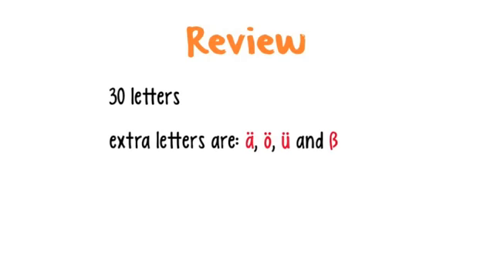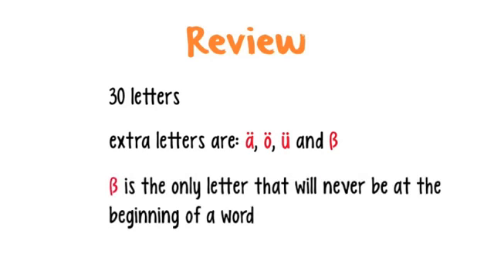Now let's review what you just learned. You learned that altogether there are 30 letters in the German alphabet and that the extra letters are Ä, Ö, Ü, and Eszett. And you also learned that Eszett is the only letter that will never be at the beginning of a word. This was our first lesson. See you in the next lesson where we'll learn about different letter combinations and how to pronounce them right.